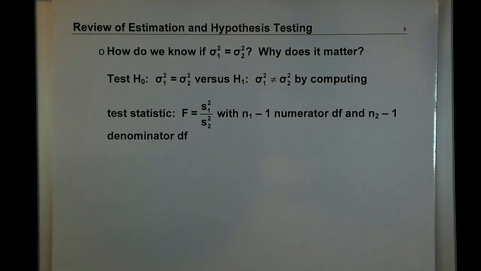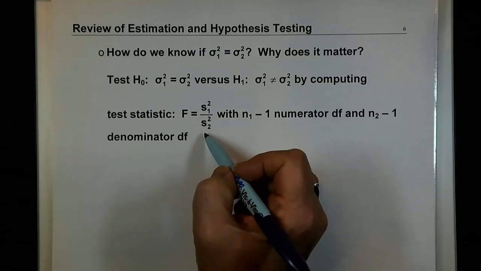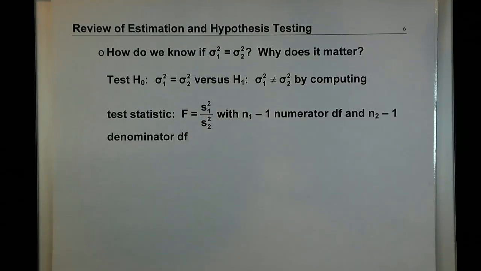And so if the null hypothesis is false, and let's say sigma 1 squared is much larger than sigma 2 squared, S1 squared is going to tend to be larger than S2 squared, and the value of F is going to be very large. If it were the case that sigma 1 squared were much smaller than sigma 2 squared, this value of F would be close to 0. F takes values from 0 and increasing. So we look at the tails of that distribution.